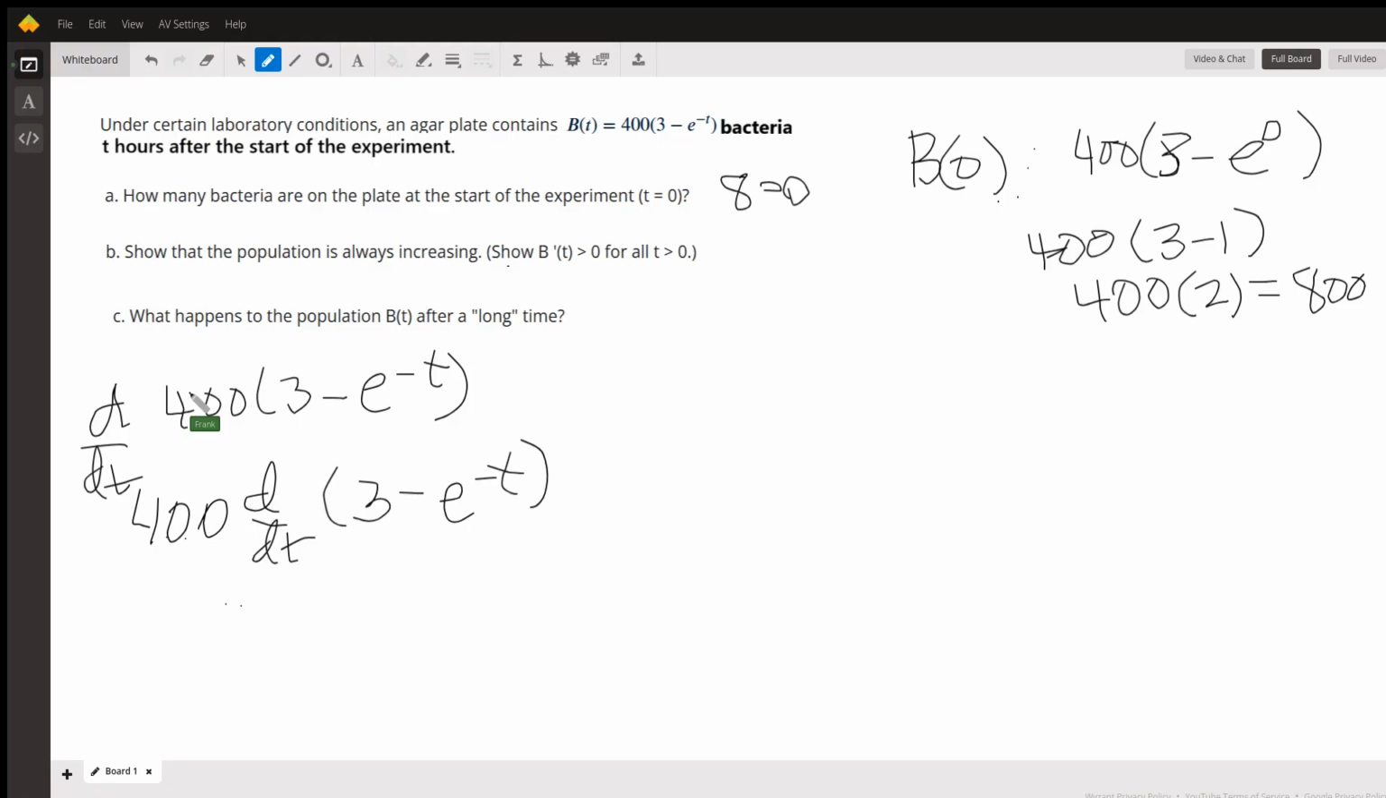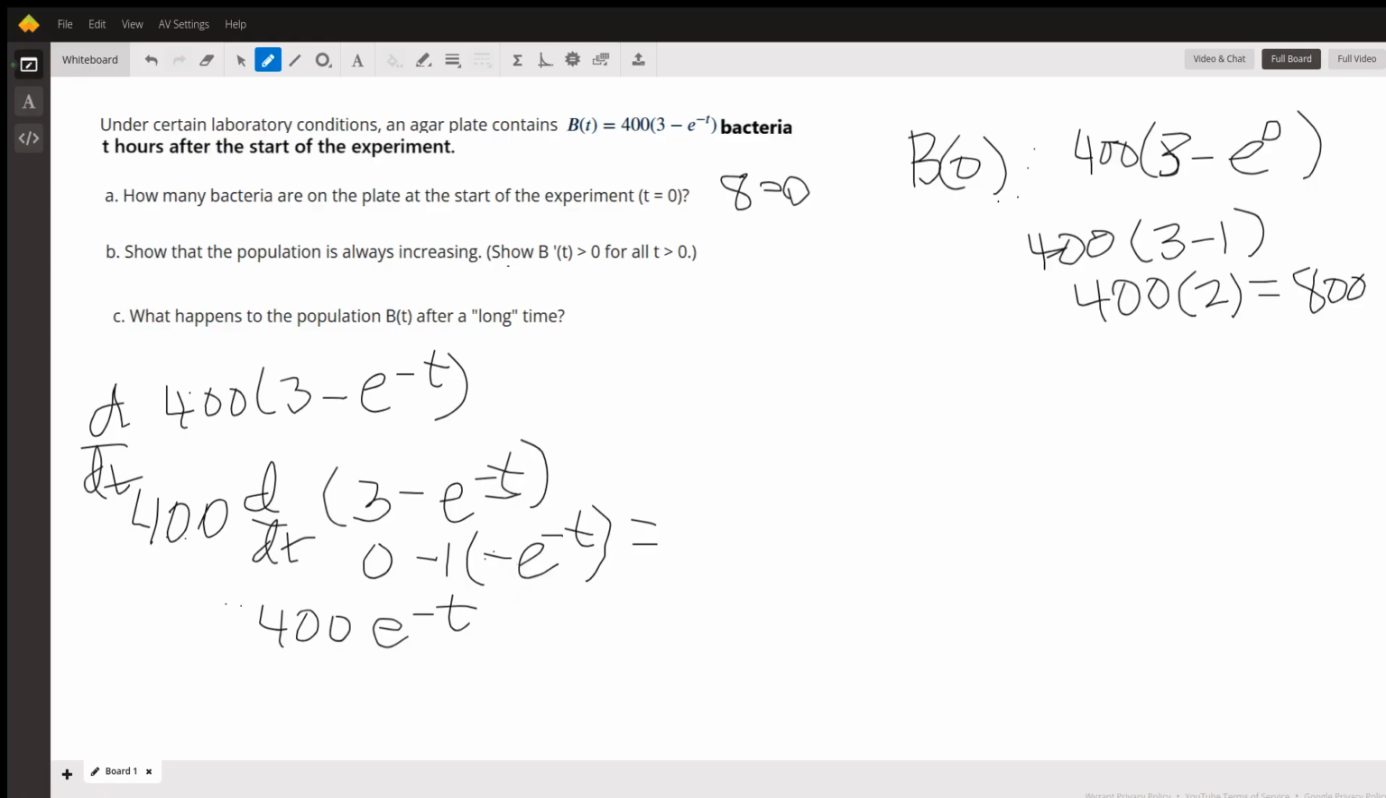You have to know derivatives. The derivative of 3 is 0. The derivative of minus e to the minus t: the derivative of minus t is minus 1, and the derivative of e to the minus t is e to the minus t. So this equals 400 times e to the minus t, because negative 1 times negative e to the minus t is e to the minus t.